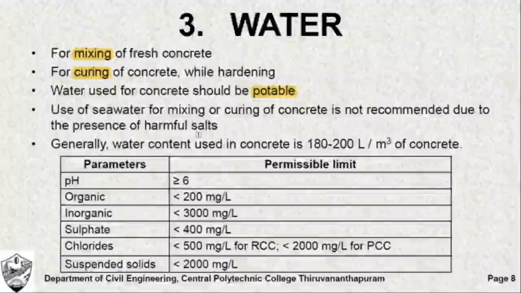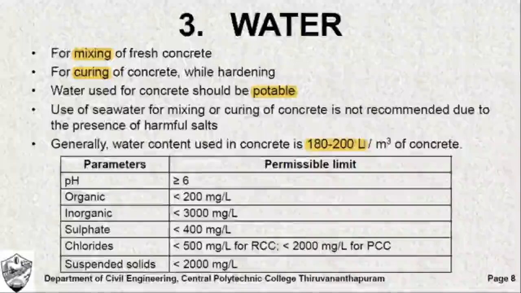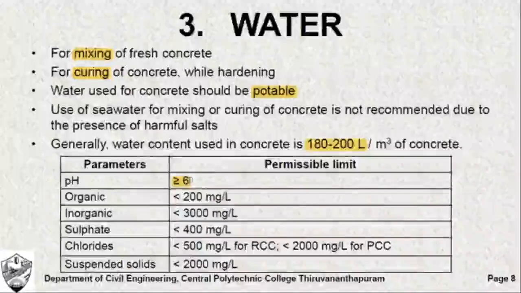Generally, for 1 m³ of concrete, we require at least 180 to 200 liters of water. As per Indian standard IS 456-2000, there are several recommendations on the quality of water being used for concrete. The pH value should always be greater than 6. It should never go below 6. That is, the water should never be acidic in nature.